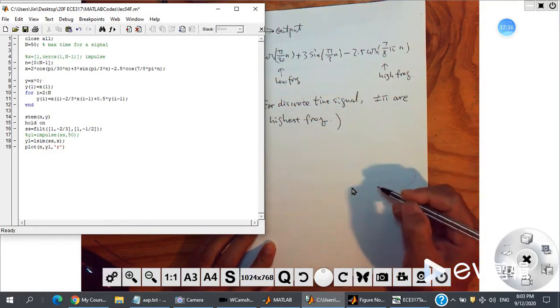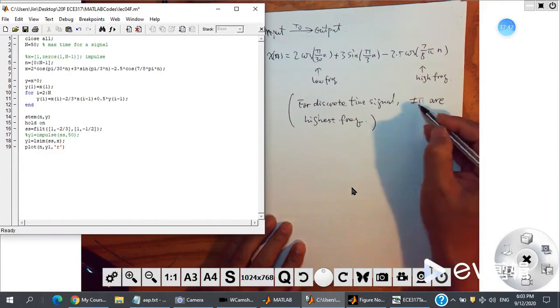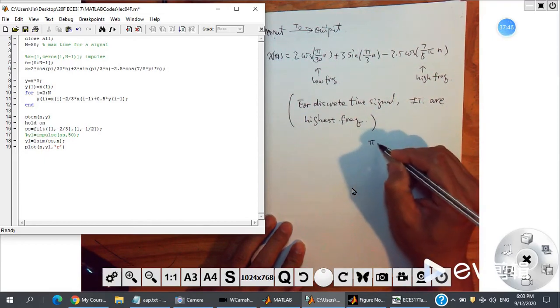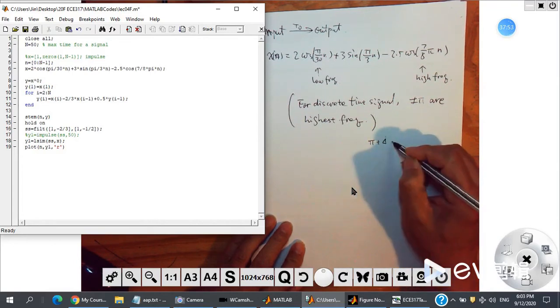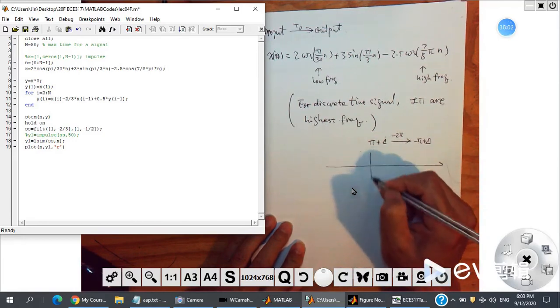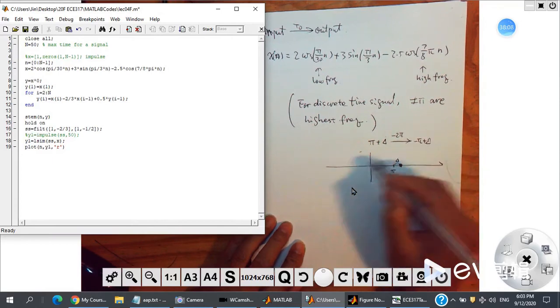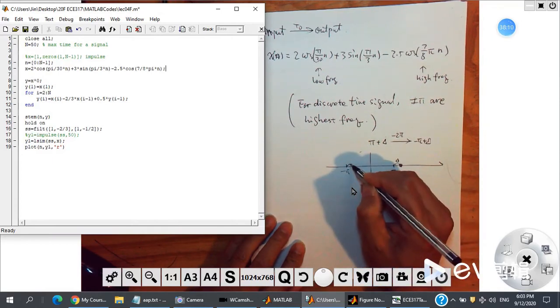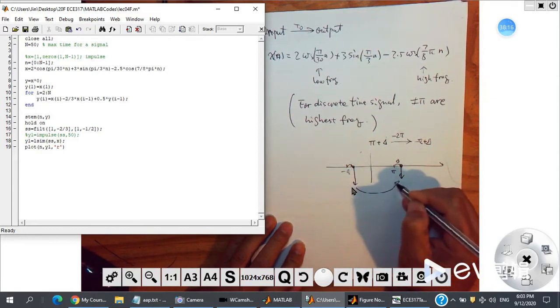Well, this is quite different from the continuous time case, because when the frequency is higher than pi, you minus 2 pi. Like pi plus, for example, some small value, then minus 2 pi you will get negative pi plus that small value. You see, here's pi plus a small value. If a frequency is here, there will be negative pi plus a small value. So they are the same frequency.